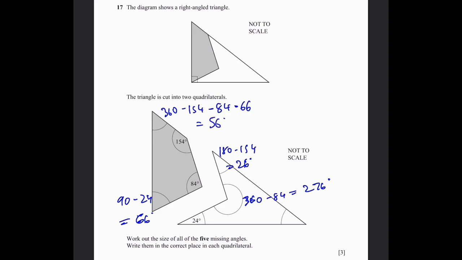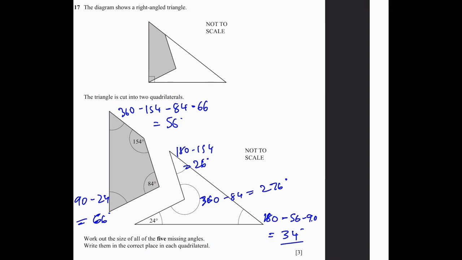That's the fourth angle. Now the final angle down here. We know two angles of the triangle, 90 and 56, which is here. So the third one will be, because angles in a triangle add up to 180 degrees, 180 minus 56 minus 90, which is equal to 34 degrees. That's the answer. Question 18.